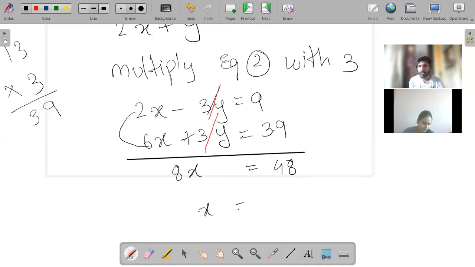Now what can be done next? x will be equal to 48 upon 8, that is 6. Are you fine? Okay, write it up to here. I'll tell you the mistake that we made. There was a sign mistake, and a multiplication mistake, that is you wrote 69.